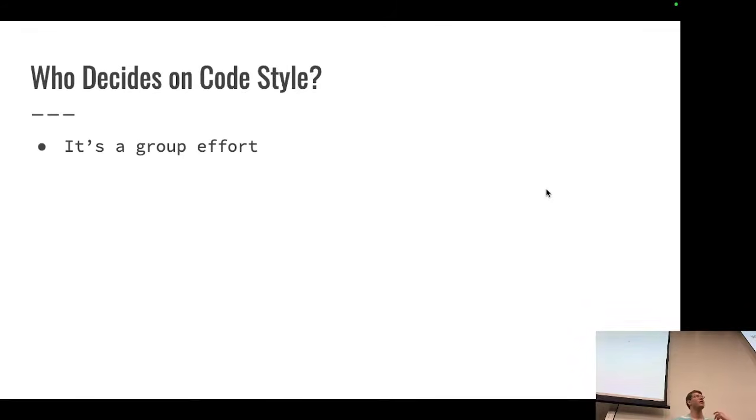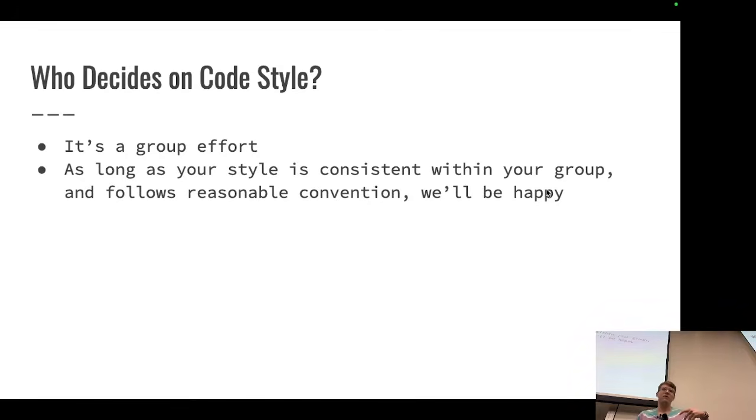The decision on what is good code style in your project is a group effort. It is actually, as long as you're following style that is consistent within your group and follow reasonable conventions, we're going to be happy. A few lectures ago, I mentioned a style guide, thinking that there was one, much like in 1511. There's not a strict 1531 style guide. It is follow conventions within your group, that makes sense, and be able to justify why you've used them.